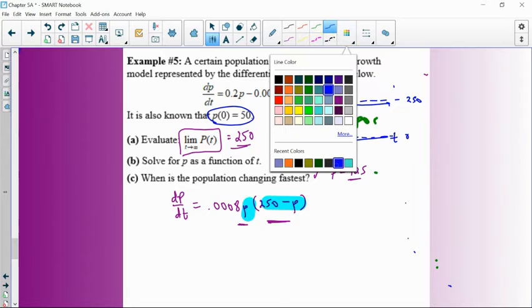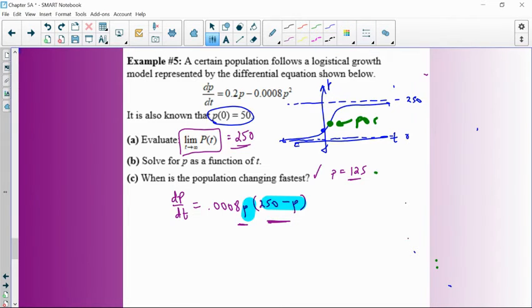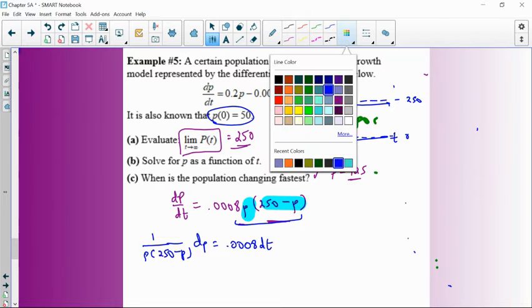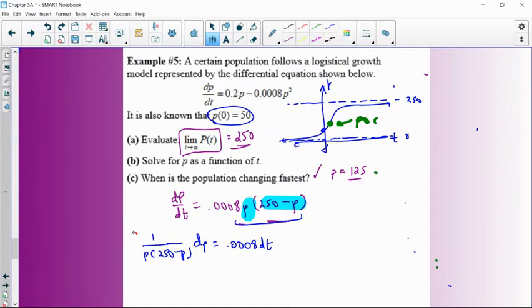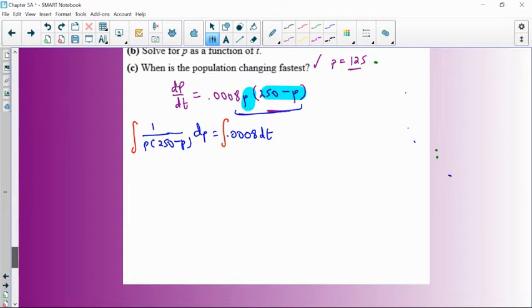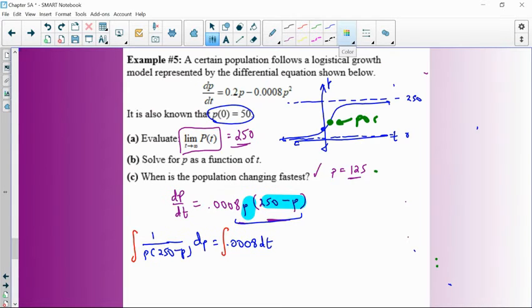So let's go ahead and separate the variables and bring over the p-values to the left. So it's 1 over p times 250 minus p, dp is equal to 0.0008 dt. And you should be verifying that this is not a simple u substitution on the left, because it's a second degree but a constant on the top. And then we should also know that it can't be inverse tangent because it's a negative quadratic, and it can't be inverse sine because there's no square root. So it's going to be partial fractions.